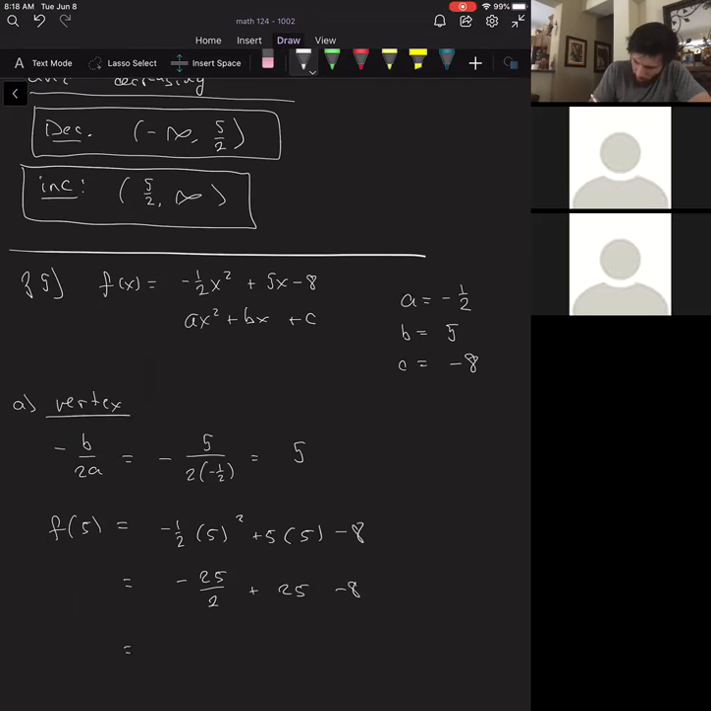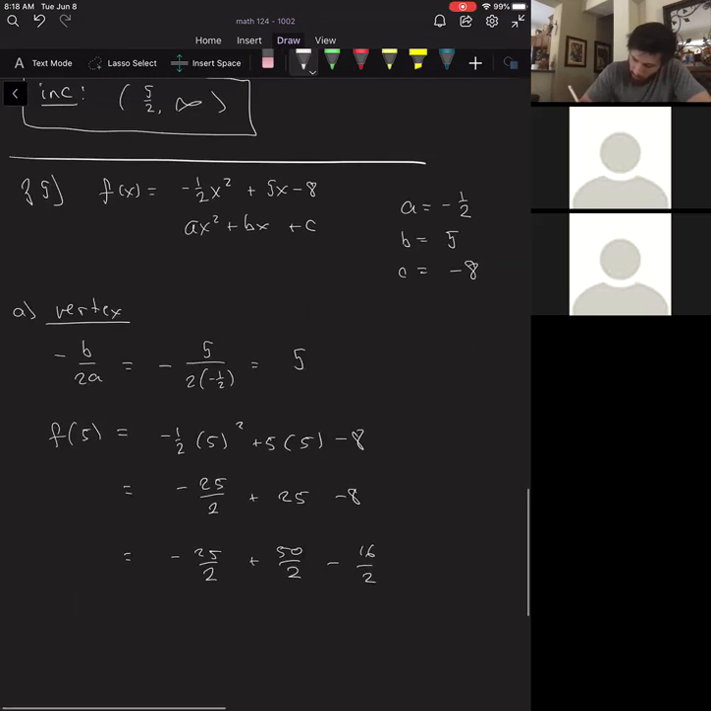So this is going to equal -25 over 2 plus 25 minus 8. So we need a common denominator. So -25 over 2 plus 50 over 2 minus 16 over 2. Okay, so we have 25 minus 16. What's that? 14? No. Calculator. Nine. So this is going to be 9 over 2.